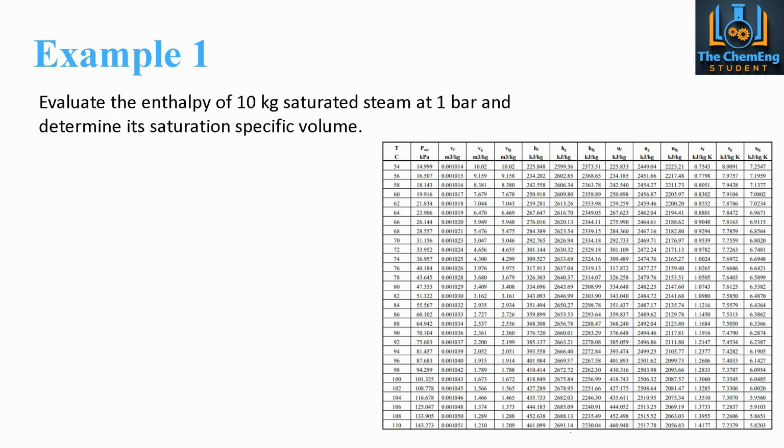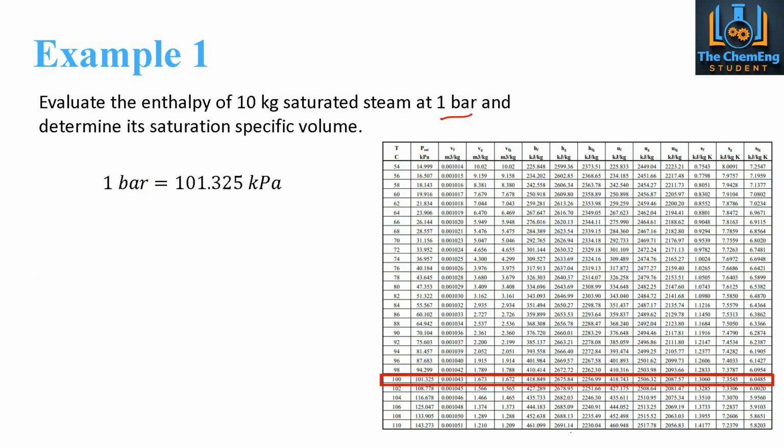So it asks us to evaluate the enthalpy of 10 kilograms of saturated steam at 1 bar and determine its saturation specific volume. So what we need to do here is we need to bring up the steam table. Now you can see that this begins at 54 degrees and goes to 110. So this is actually page 2 of that reference steam table. Now we just need to be careful because we were given our pressure here in bar, whereas here we're in kilopascal. So that means that 1 bar is equivalent to 101.325 kilopascals.